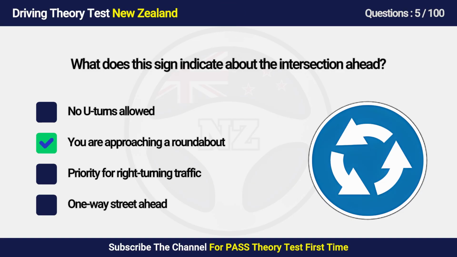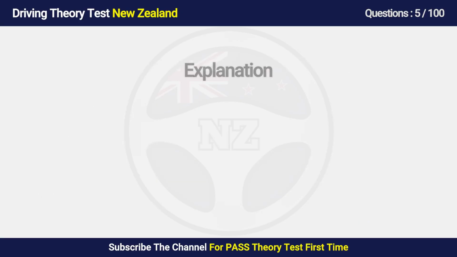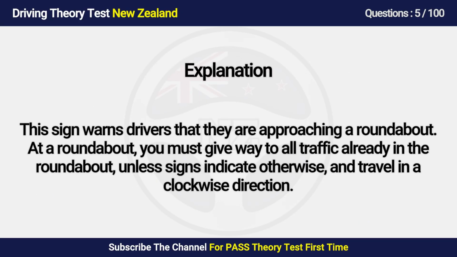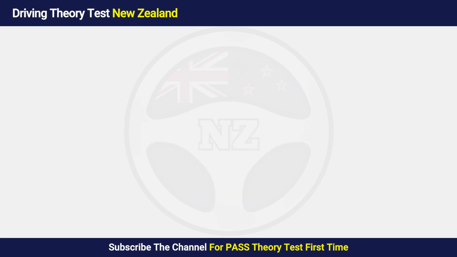Answer is B. You are approaching a roundabout. This sign warns drivers that they are approaching a roundabout. At a roundabout, you must give way to all traffic already in the roundabout, unless signs indicate otherwise, and travel in a clockwise direction. Question 6.